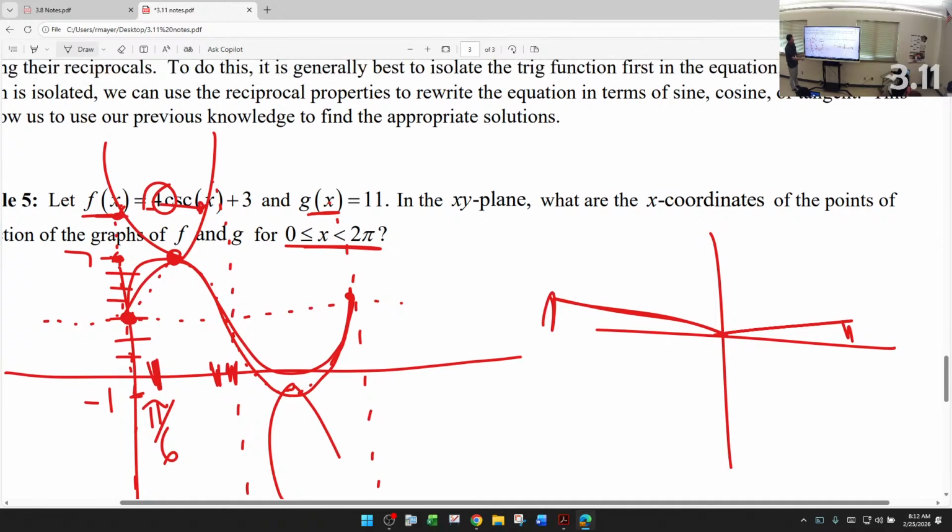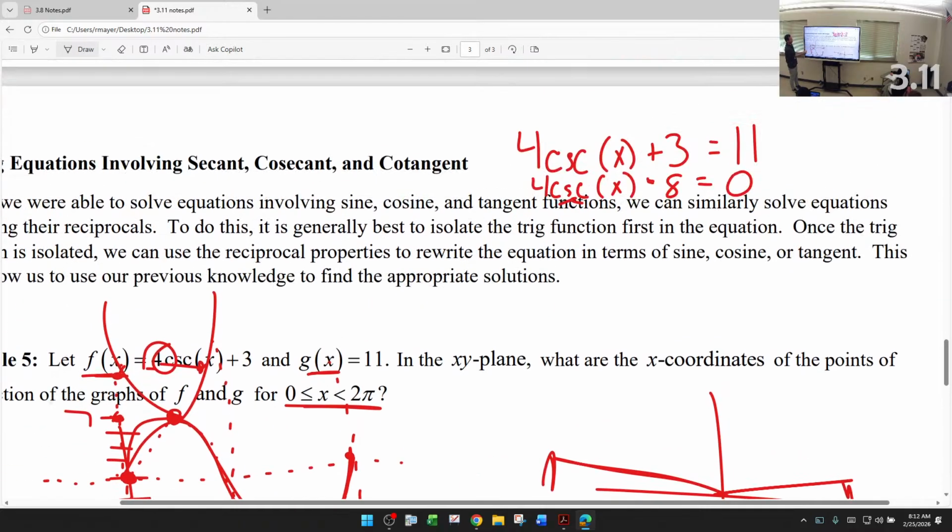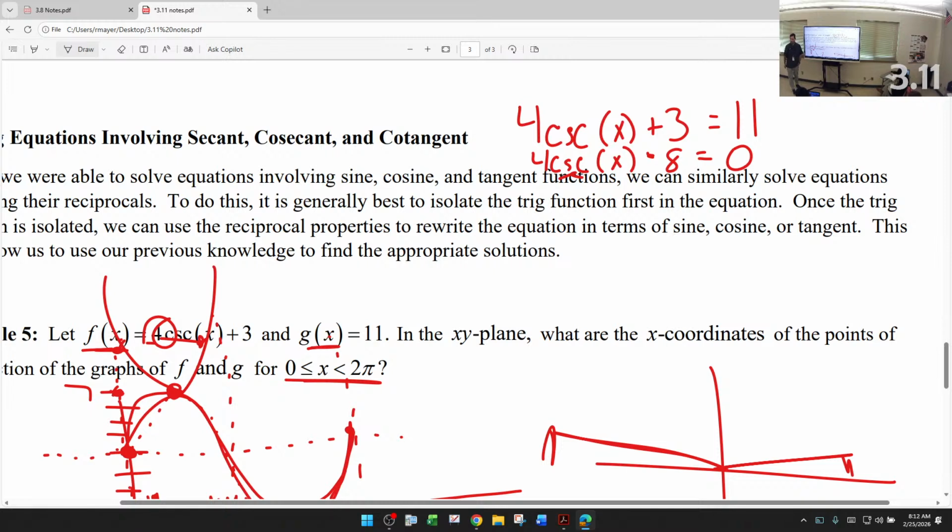Where was this one at? Where were we at on this one? Where'd I do that at? Oh, up here. I wanted you guys to come up with it.